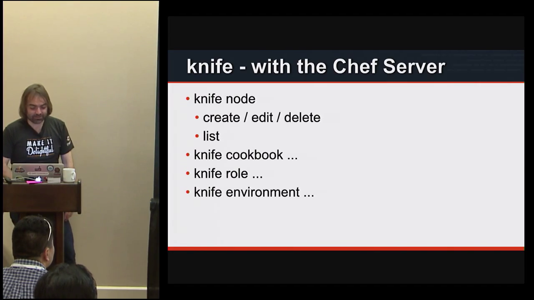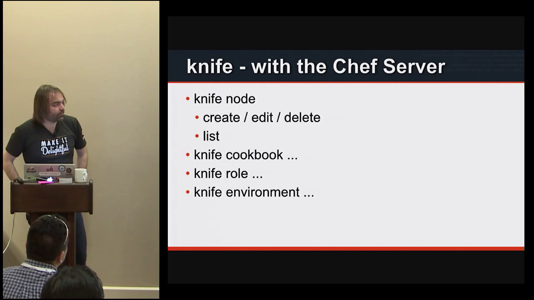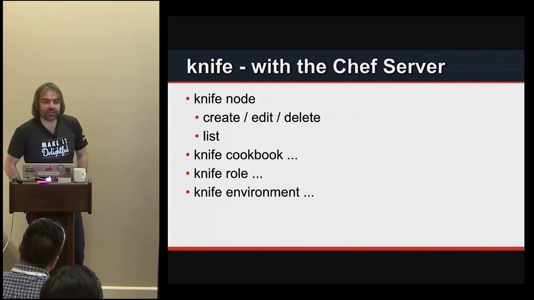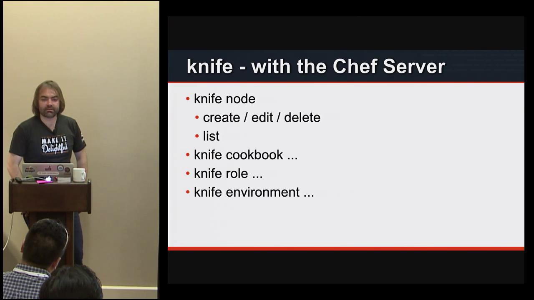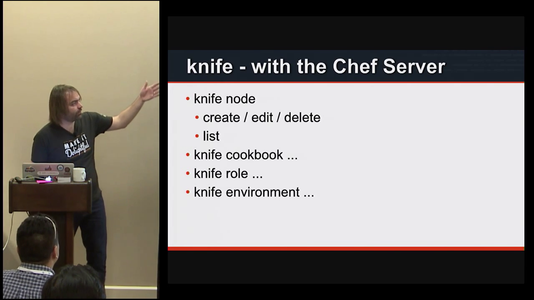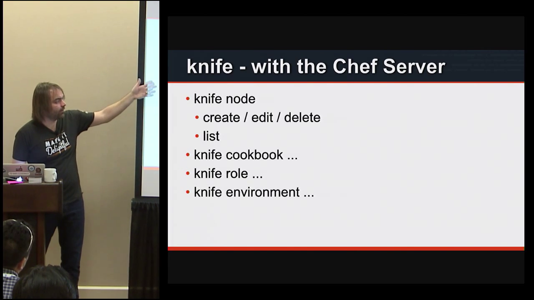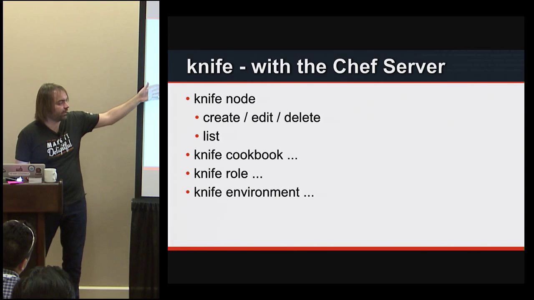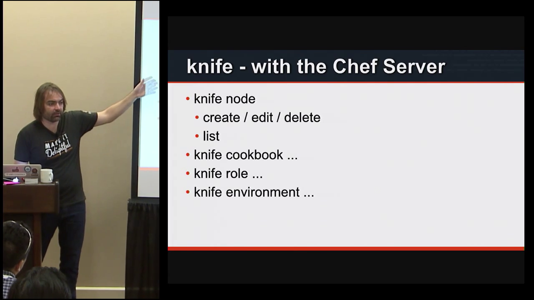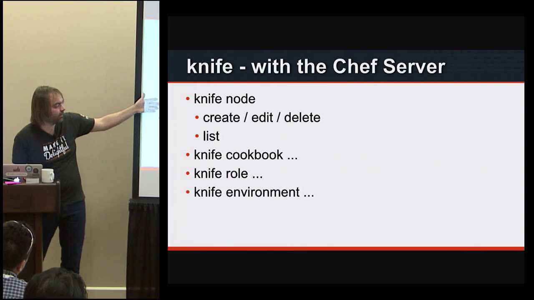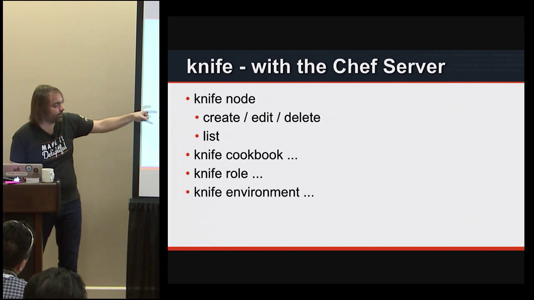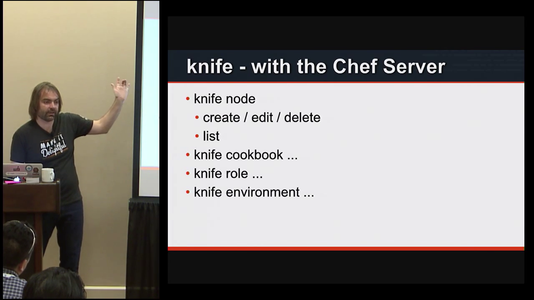So let's talk about Knife. Knife is really, if you're a command line junkie, then you're going to be using Knife a lot to interact with the Chef server and your nodes. Some common commands that we use: knife node, you can create a node, you can edit a node, you can list out all your nodes. Knife cookbook is for uploading, deleting, downloading cookbooks and things like that. Knife role is for interacting with what we call roles, which I'll talk about as we progress. And then knife environment as well.